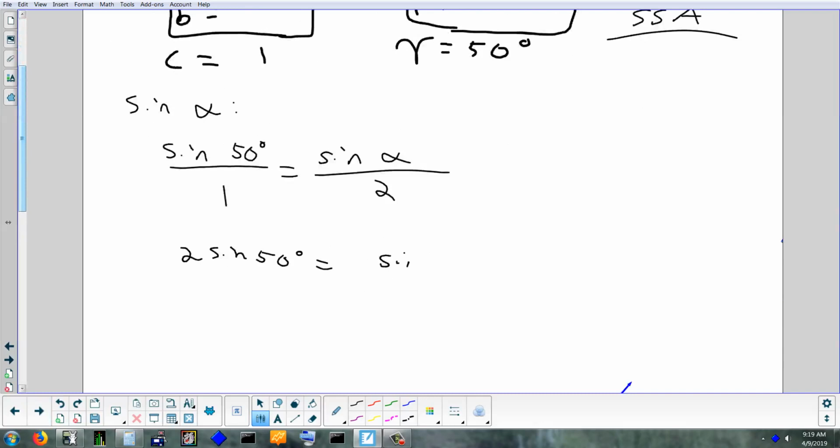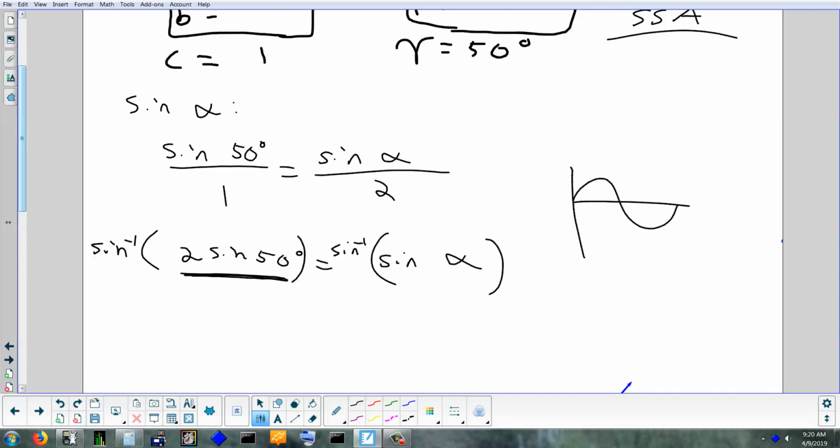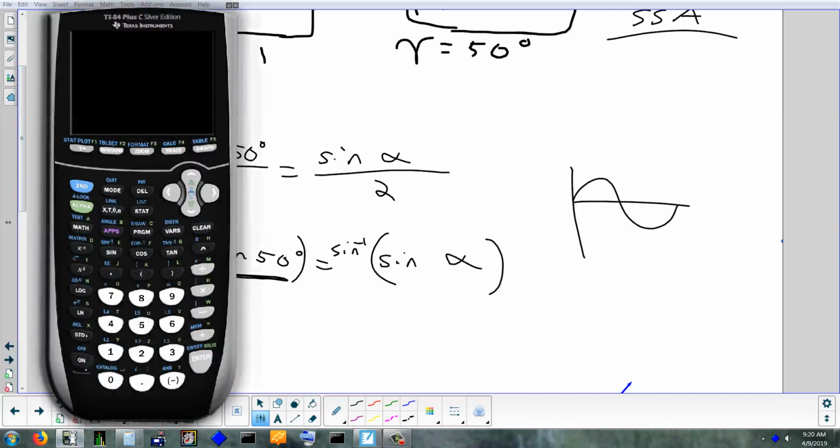2 sine 50 equals sine alpha. Alright? And now, what do I do to get alpha by itself? Inverse sine. Yep, take the inverse sine. Now, before I do that, look at this part. 2 sine 50. When we studied sine and cosine last week, what was the highest and the lowest that sine went? Like if you didn't mess around with it, just normal. 1 and -1.